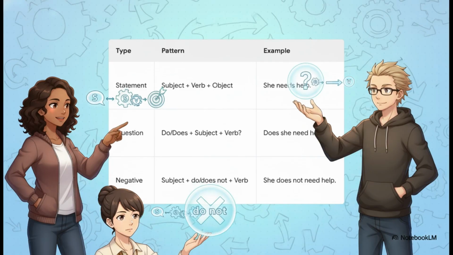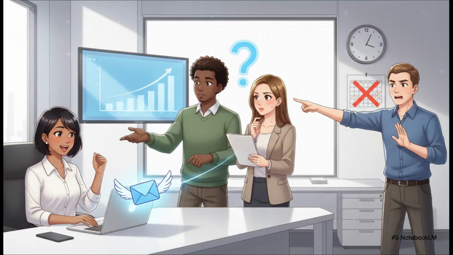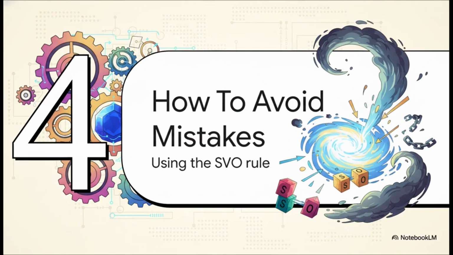It always sticks together. Here are just a few more examples from everyday life. A statement, they sent the email yesterday. A question, did they finish the report? And a negative, we do not have time today. See the pattern? Once you start looking for it, you'll see it absolutely everywhere. All right, so now that you have the rule, let's turn it into a tool to help you avoid those really common and confusing mistakes.